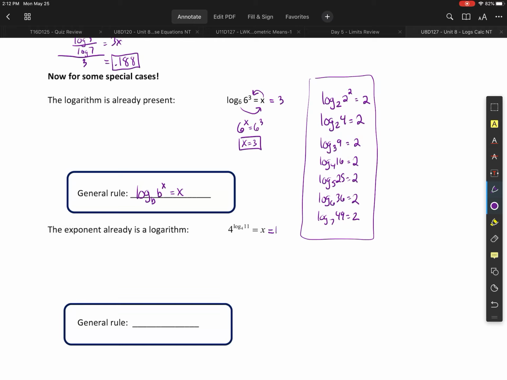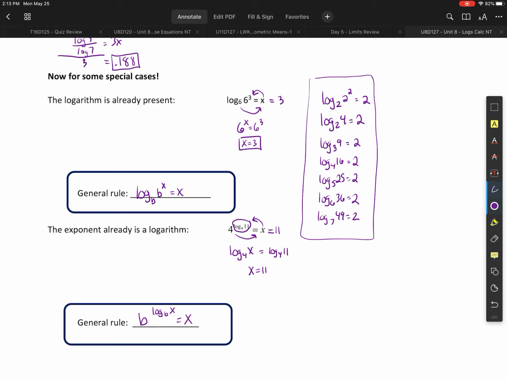Alright, this one is 11. Now what makes this weird for a lot of people is the exponent is that, log base 4 of 11. This is in exponent form. If we convert to log form, log base 4 of x equals log base 4 of 11, x equals 11. So we have b raised to log base b of x equals x. And this will hold true every time.